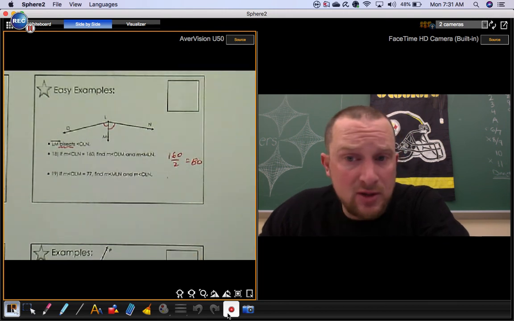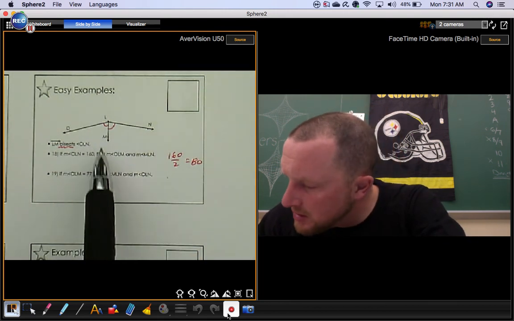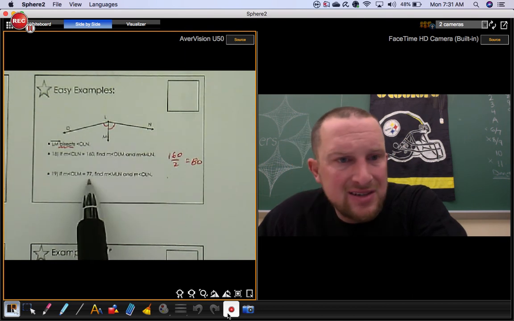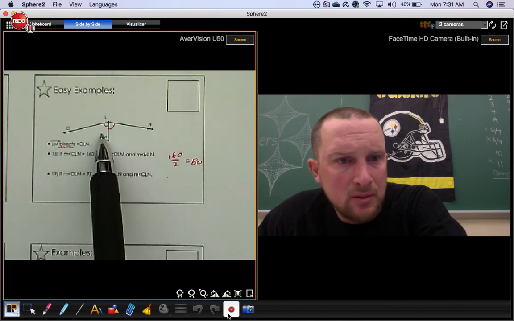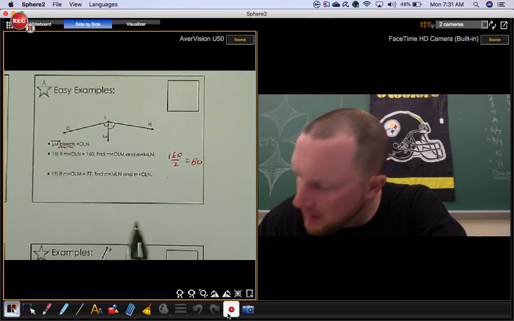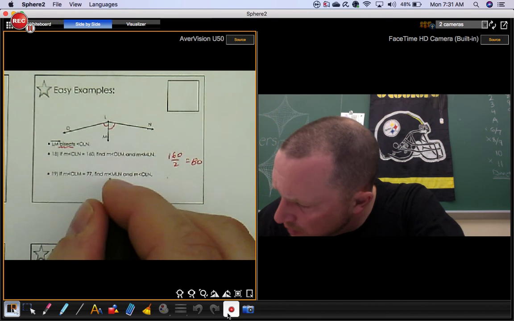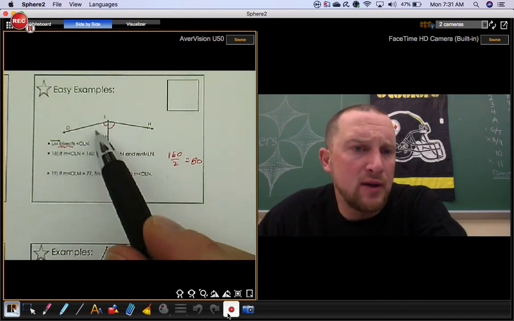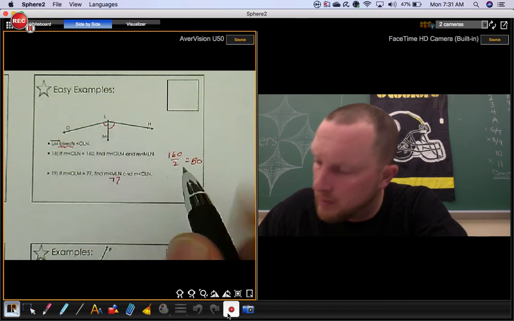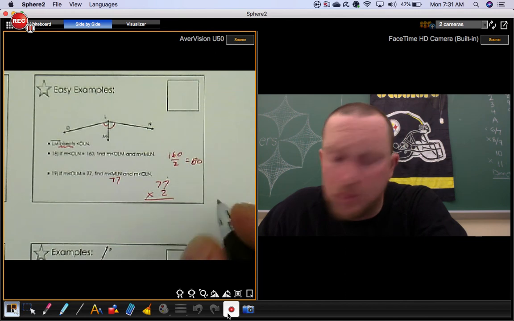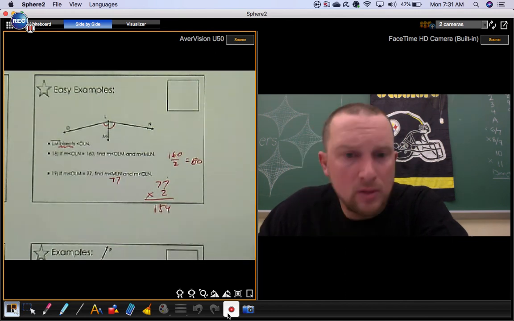Sometimes they'll tell you the measure of that big angle. Sometimes they're going to tell you the measure of the little angle. What if angle OLM was 77? If that's 77, what's this one? That would be 77 as well. So angle MLN is also 77 degrees. How would you find the measure of the big angle? 77 times 2 would be 154.